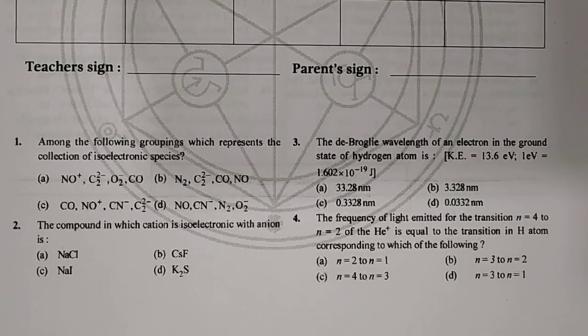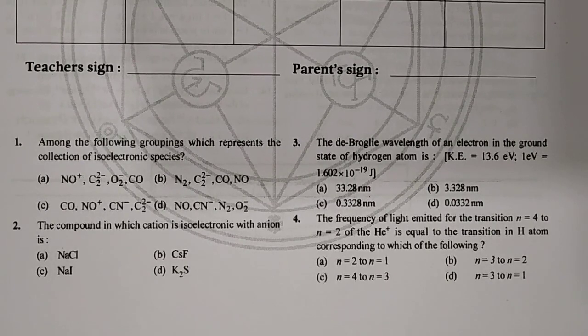Third, numerical based on de Broglie's hypothesis. Given data सबसे पहले extract कर लीजिए, then apply de Broglie's hypothesis. That is mv is equal to h upon 2 pi r, or you can say that lambda is equal to 2 pi r.